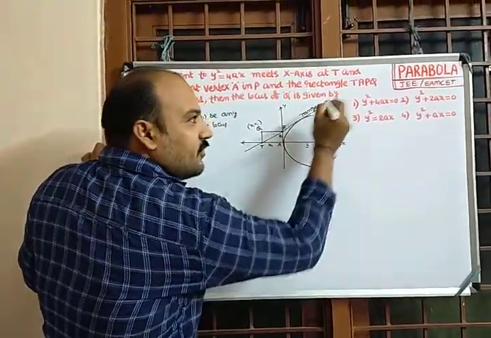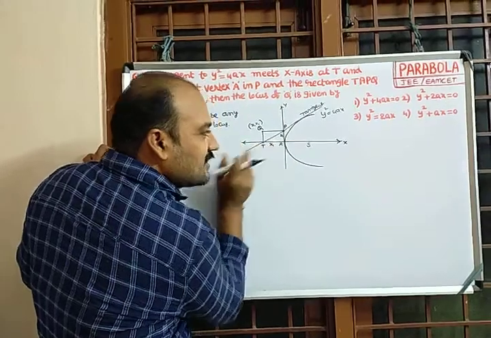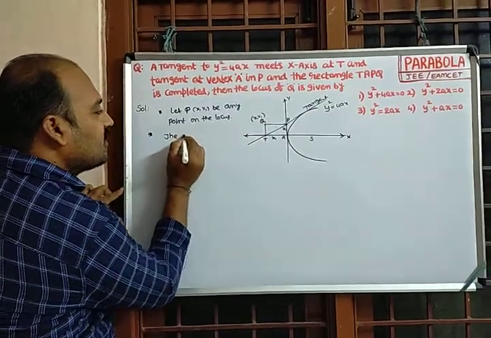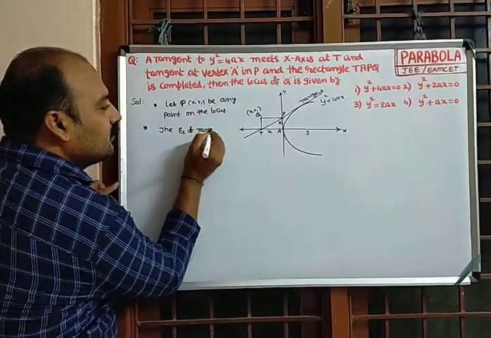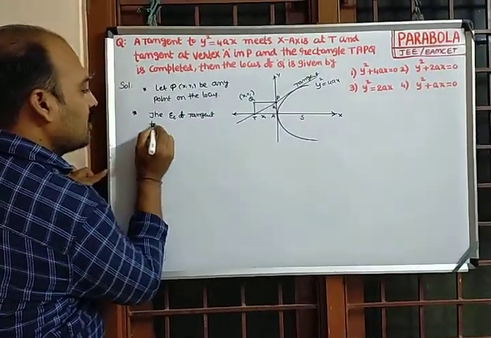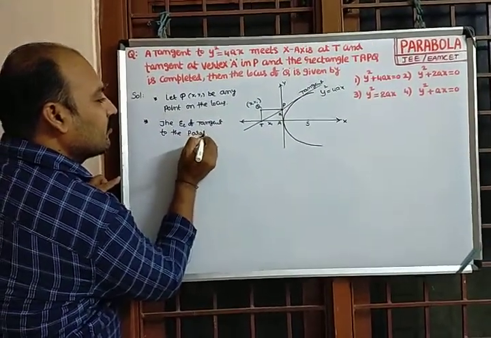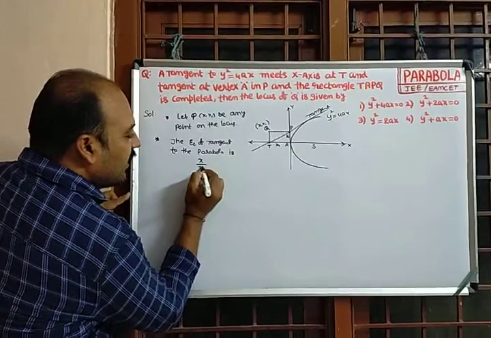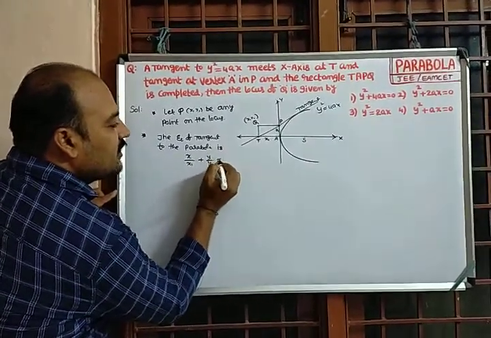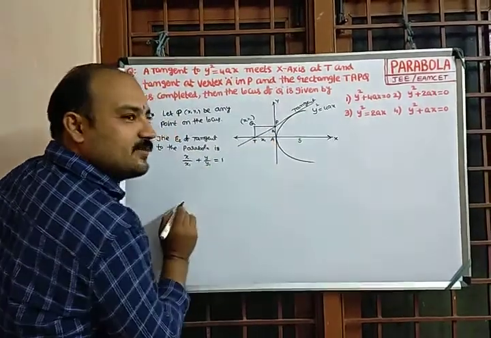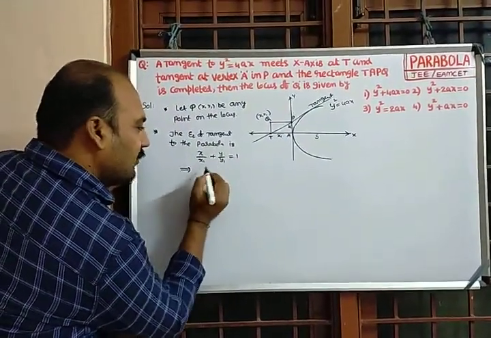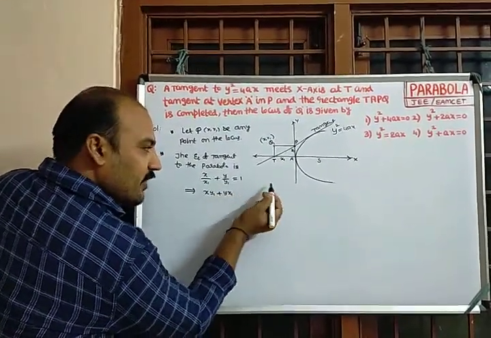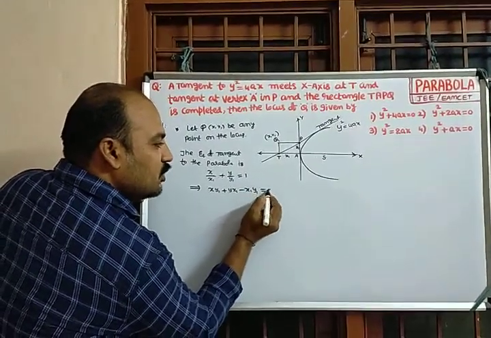This is the tangent equation. The equation of line whose x-intercept is x1, y-intercept is y1. Therefore, the equation of tangent to the parabola is x by x1 plus y by y1 is equal to 1. X-intercept is x1, y-intercept is y1. If you simplify by taking LCM, x y1 plus y x1 minus x1 y1 is equal to 0.